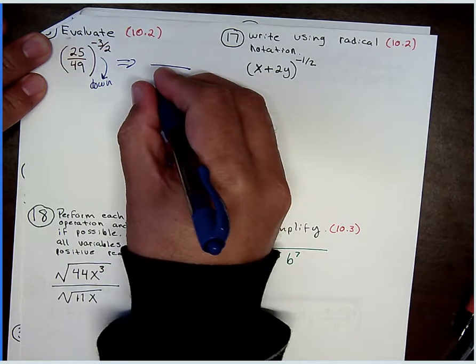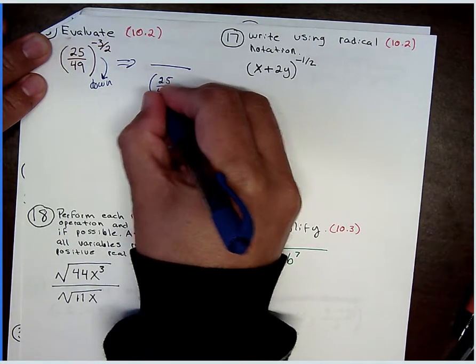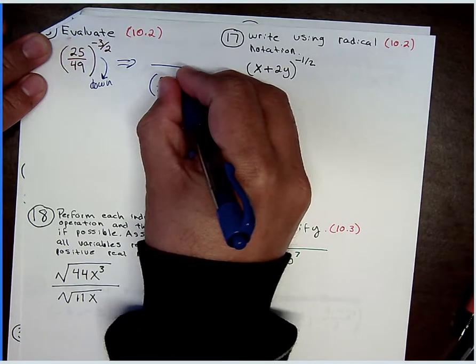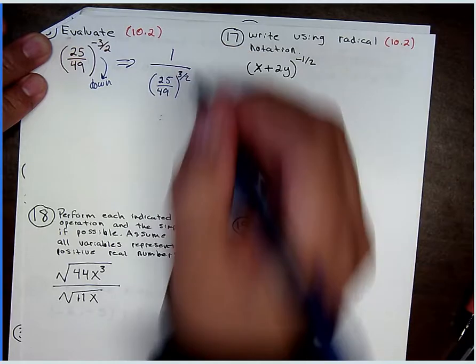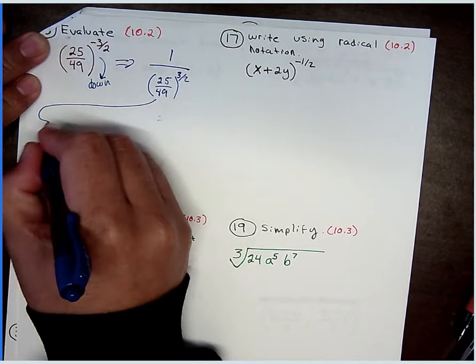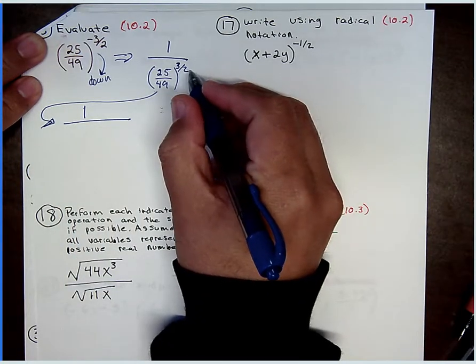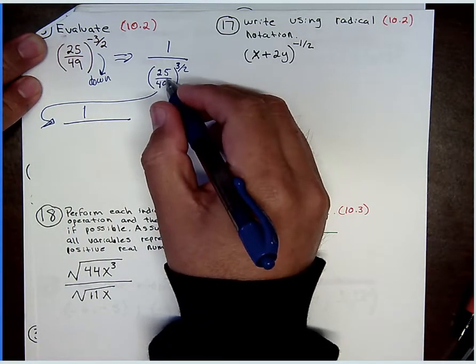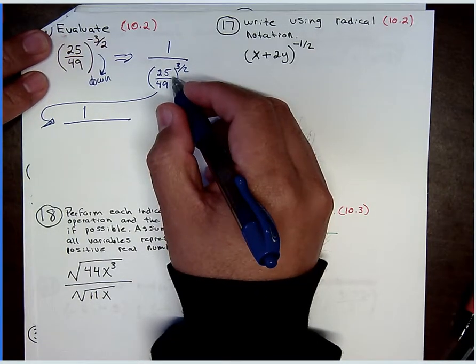So I'm gonna put the whole thing down, and then since nothing's left on top, you're gonna put a 1. Okay, once you do that, we're gonna make this into radical form because it's easier to solve.